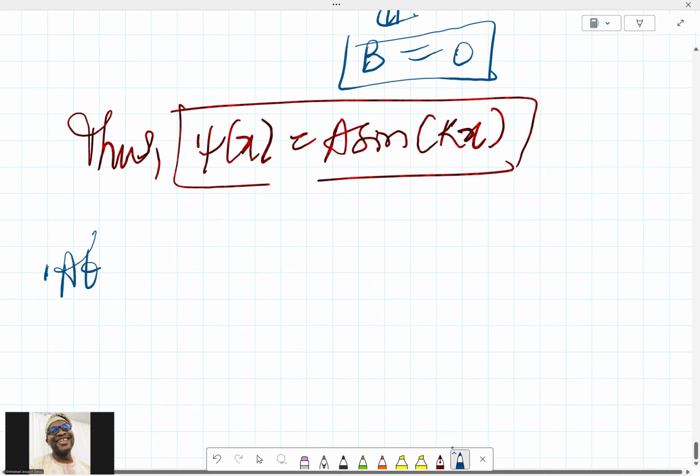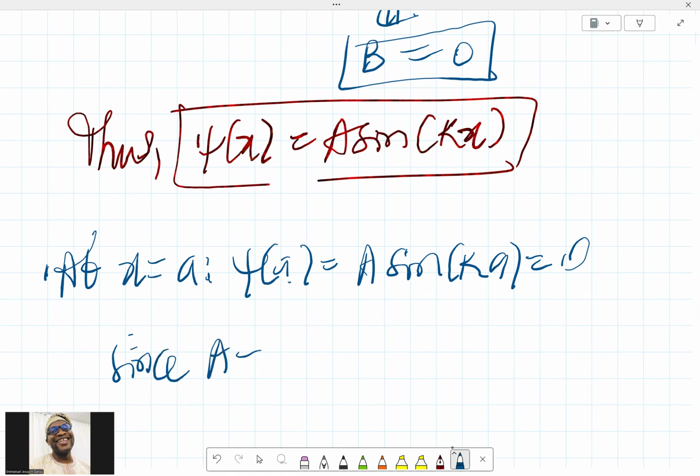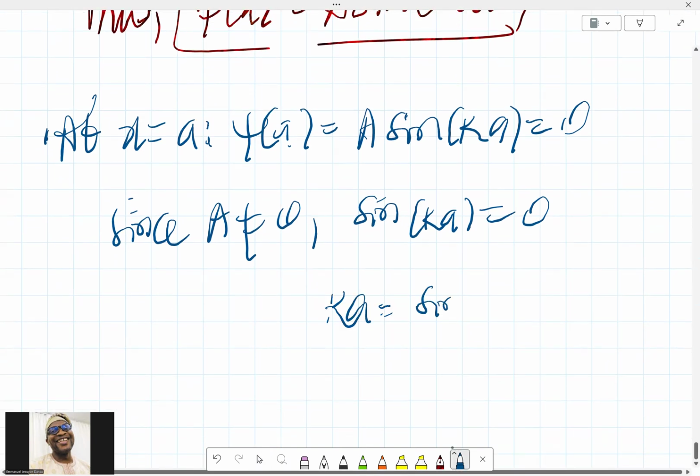At x equals a, that's the other end of the wall. Psi of a, so that means x is a. So psi of a will just tell us that a sine ka is equal to 0. Since a is not equal to 0, we can divide through by a. So sine ka is equal to 0, which means that ka is equal to arc sine of 0.